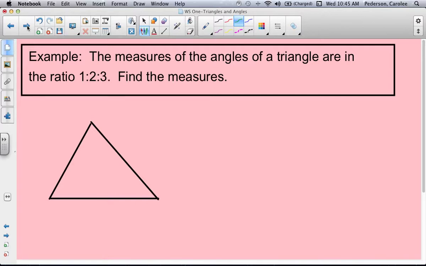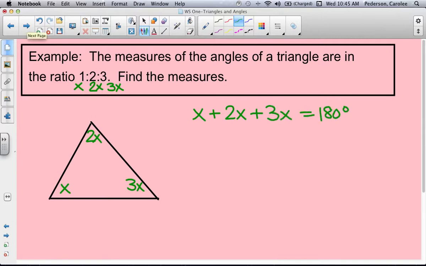So I'm going to draw a picture. Here is my first ratio. I'll let that be a ratio of 1. Then, if this is a ratio of 2, this has to be 2 times x. And then this would have to be 3 times x. So here's what our picture looks like. The sum of these three angles adds to 180 degrees. So I'm going to set up an equation. X plus 2x plus 3x equals 180 degrees.